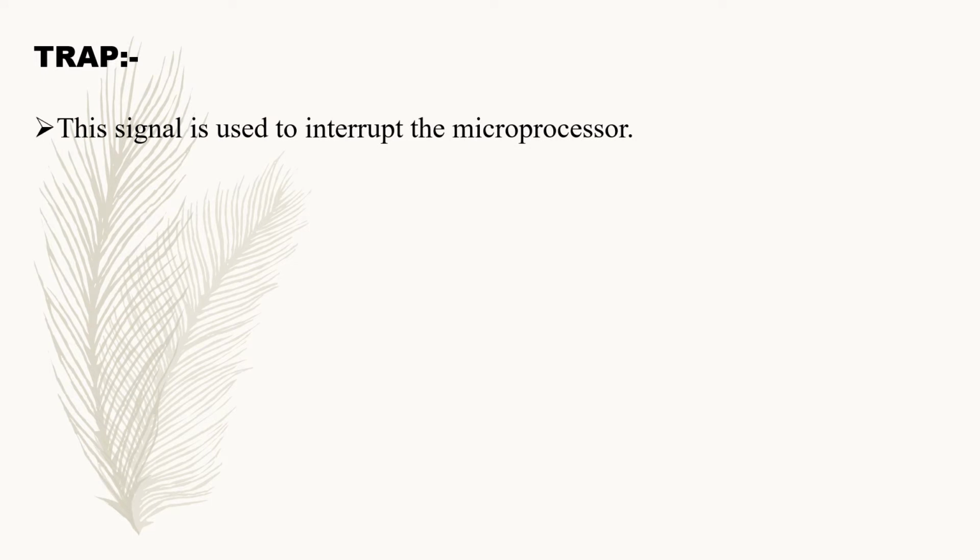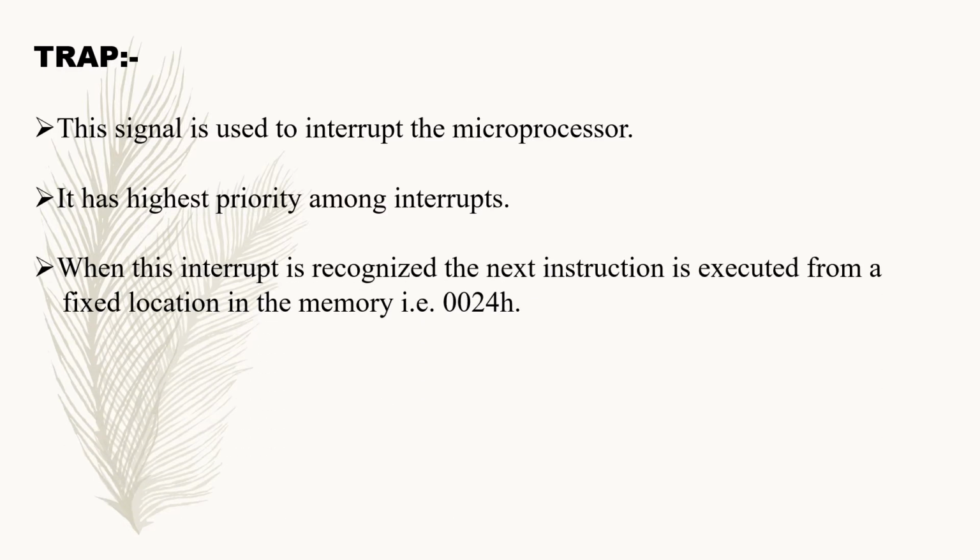TRAP. The signal is used to interrupt the microprocessor. It has the highest priority among interrupts. When the interrupt is recognized, the next instruction is executed from a fixed memory location, that is 0024H. So we know it is a vectored interrupt. Whenever the interrupt arises, the control is transferred to a specific memory location.